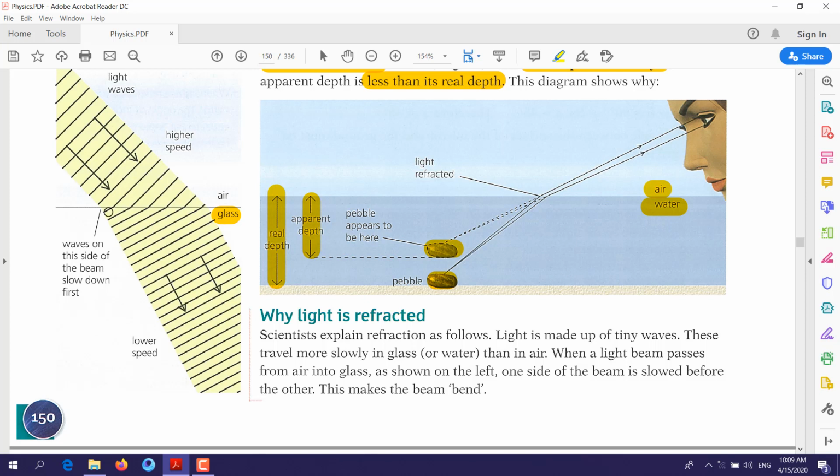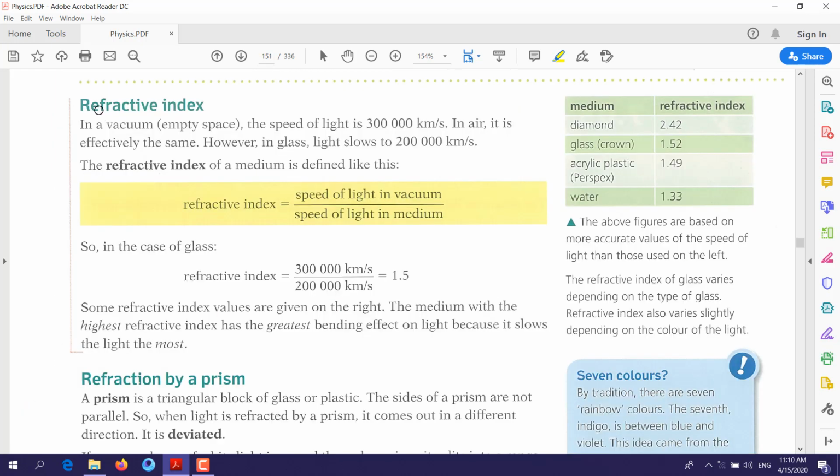one part or side of the beam is slowed before this one, so that's why it will bend. Okay, two different mediums. Light travels as waves. When these waves reach the medium, this part of it will be slowed down faster than the other. That's why it bent.